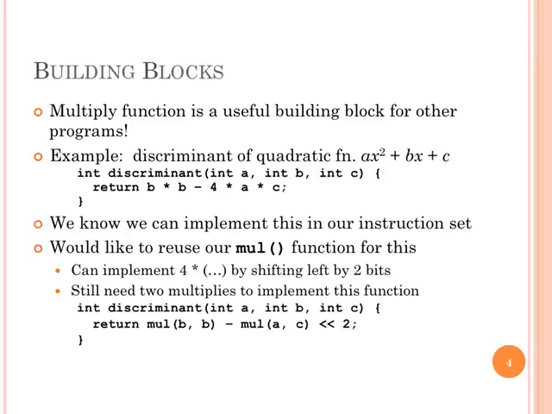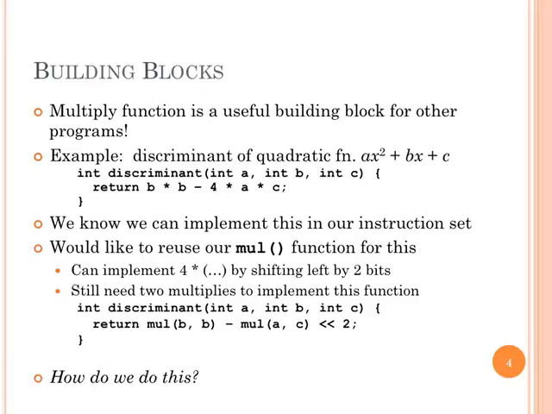And we know that we can implement this in our instruction set because we already know how to implement multiply. The only other things that we really have are subtraction. We can do the 4 in a couple of ways. We could call mul again with the constant 4, but we talked about how this is actually a little bit slow, so we'd rather just shift it left 2 bits, and that'll be identical to multiplying it by 4. But you can see that we need to call multiply twice, and this is where we have a little bit of a difficulty.